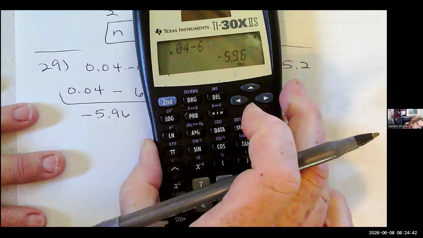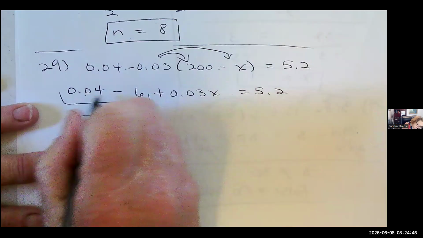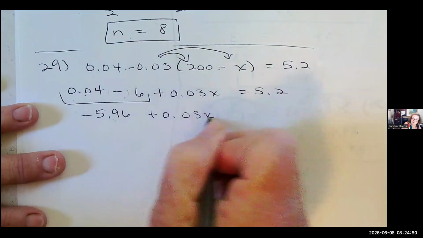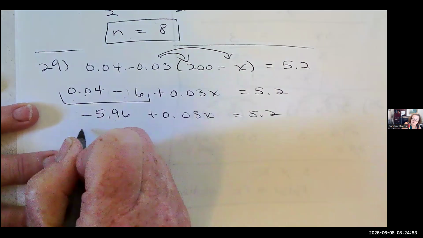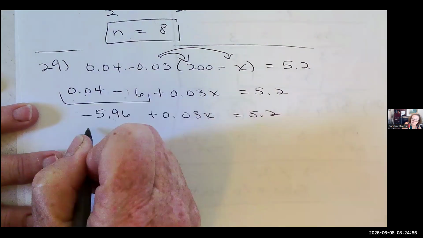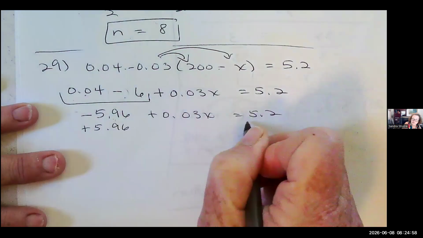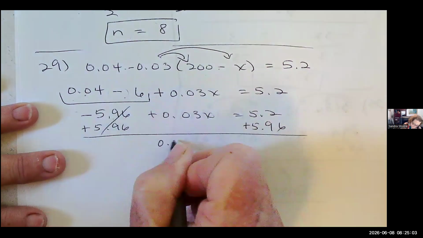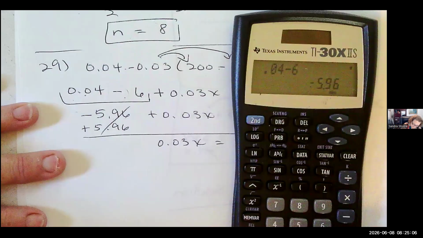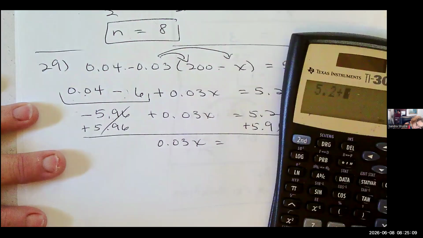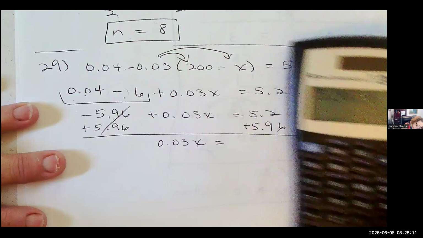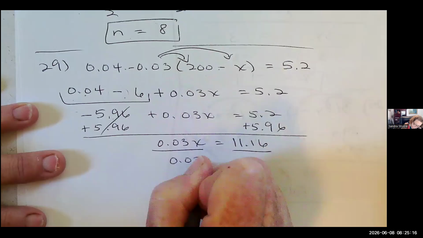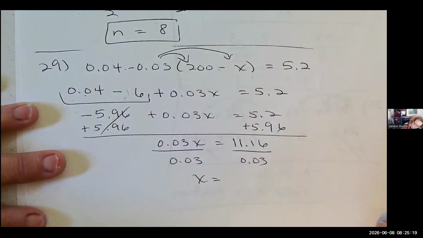You subtract because the signs are different, take the sign of the larger number. Now we need to isolate x by itself, so we're going to get rid of this negative 5.96. So we're going to add 5.96 to both sides of the equal sign. 5.2 plus 5.96 is 11.16. And then divide both sides by 0.03. x equals 372.